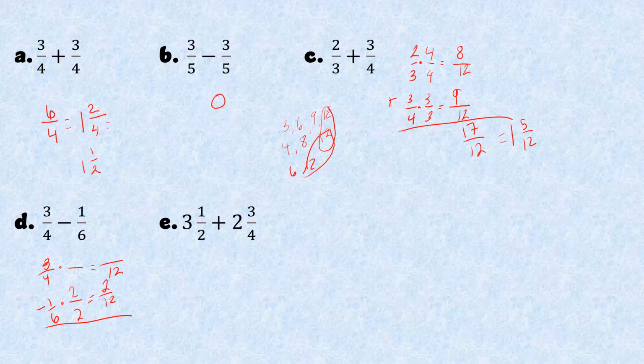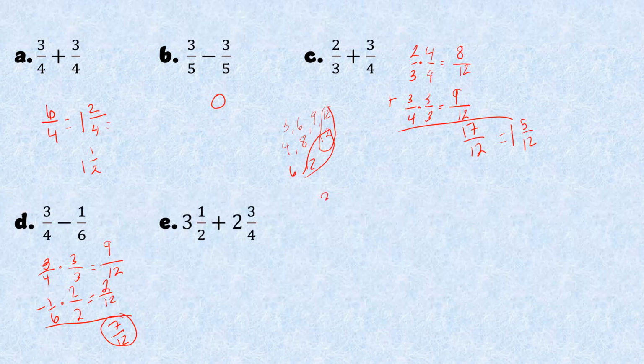1 times 2 is 2. 4 times what number equals 12? 3. We're going to multiply top and bottom. 3 times 3 is 9. 9 minus 2 is 7. And that is my answer.